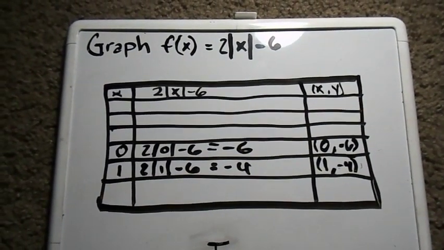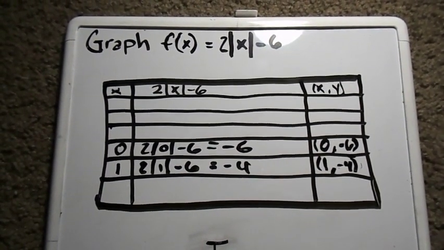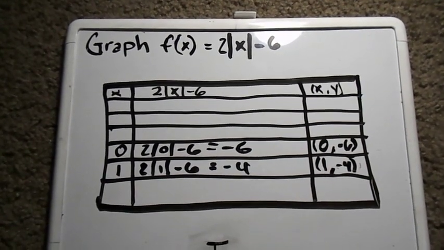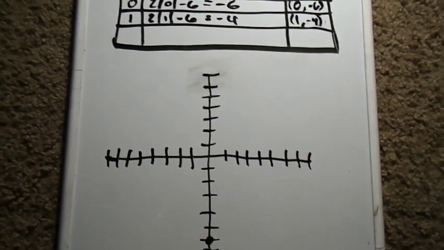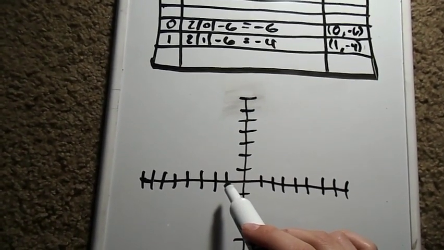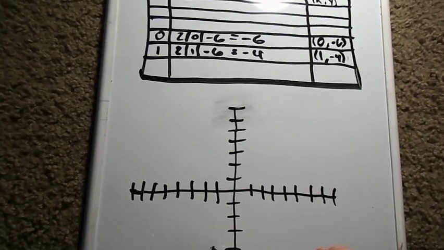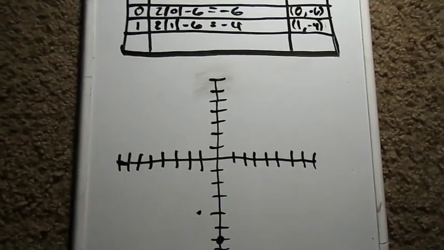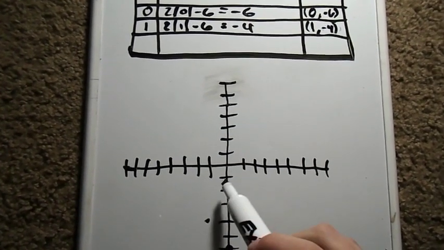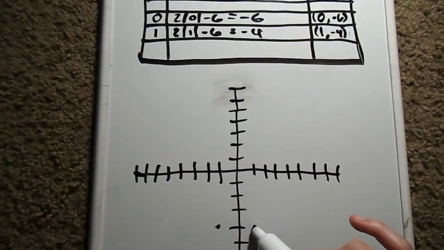So let's say I put in 1 for x. So you do 2 times the absolute value of 1 minus 6, which in this case would be negative 4. So now on the graph, I would go over positive 1, and go down negative 4, and put a dot. But then since it's absolute value, it's negative 1 and positive 1, so you'd go to negative 1, and go down negative 4 as well.